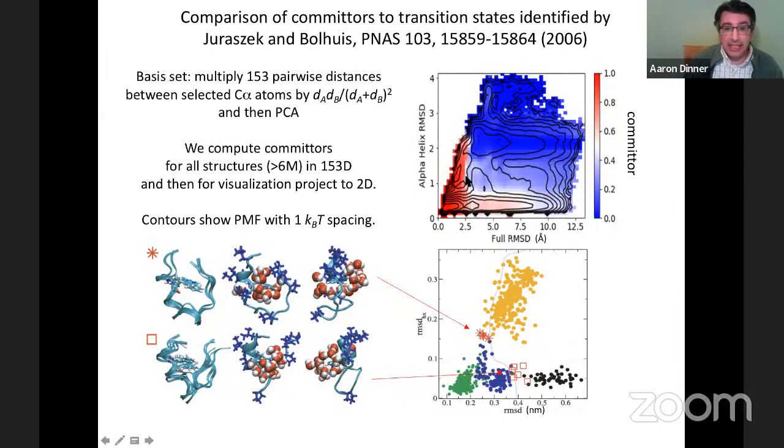You can see that the white regions here between the red and the blue, which correspond to committor equals a half, correspond very well to the positions of his transition states, these red symbols. And furthermore, you can go in and look at the individual structures and compare them to his, and again, they look good. Okay, so we feel that means the method is working.